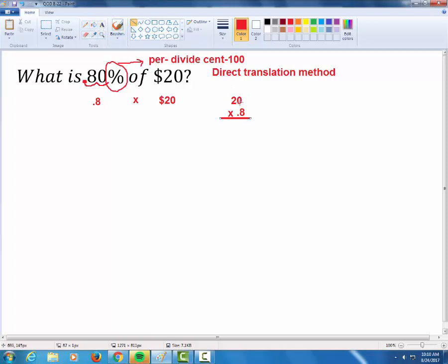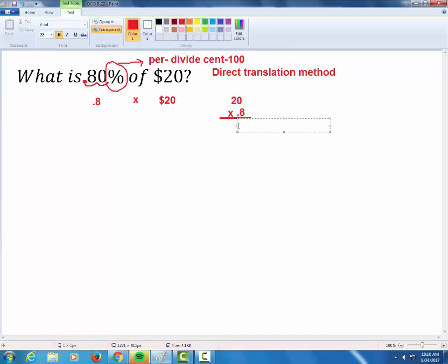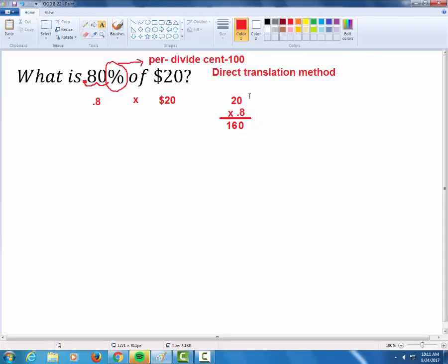And here we go. 8 times 0 is, of course, 0. And 8 times 2 is, of course, 16. And so I get this answer, 160. But now that I've done my multiplication, it's time to consider how many decimal places should be in the problem. So the rule for multiplication is count up the number of decimal places in the problem, and it should be equal to the number in the answer.